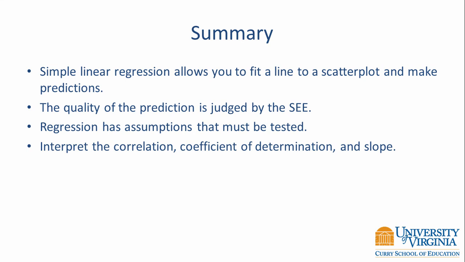In summary, simple linear regression is a statistical procedure that allows us to use one variable to make predictions about another. It amounts to fitting a straight line to a scatter plot. In using regression, we must always evaluate the quality of the predictions and check the underlying assumptions. We typically use correlation and regression together. Therefore, always interpret the correlation, the coefficient of determination, and the slope coefficient when reporting your results.